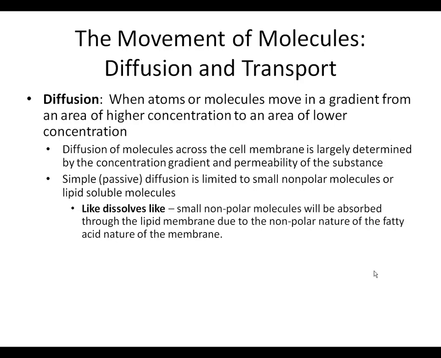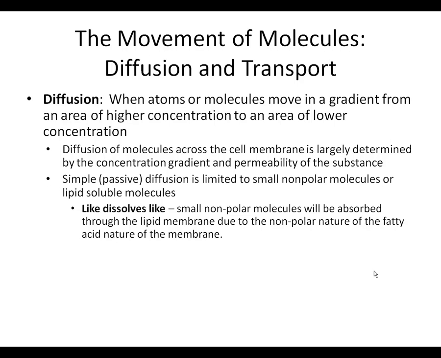When we have movement across the membrane, this is what is called diffusion. When we have atoms or molecules move in a gradient from an area of higher concentration to an area of lower concentration, this is diffusion. And diffusion across that membrane is going to be determined largely by the concentration gradient and the permeability of the substance. So do I have a very high concentration on one side and a very low concentration on the other side? And is my atom or molecule permeable to the membrane?